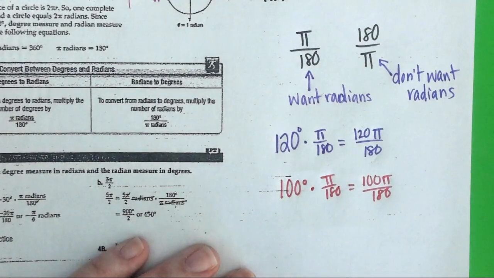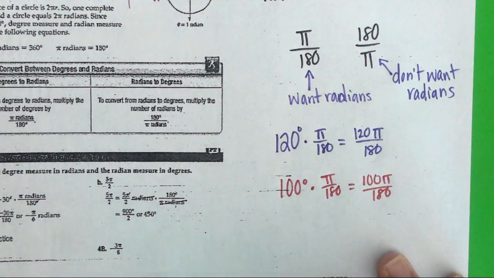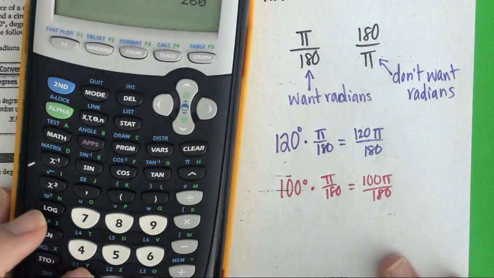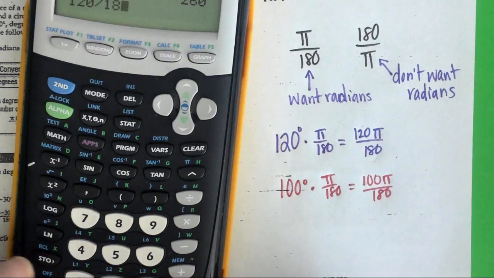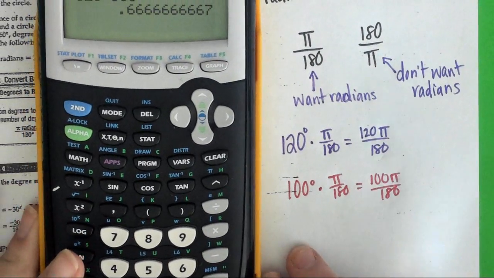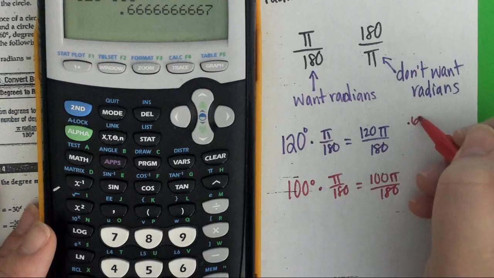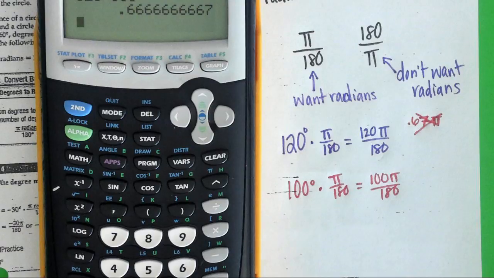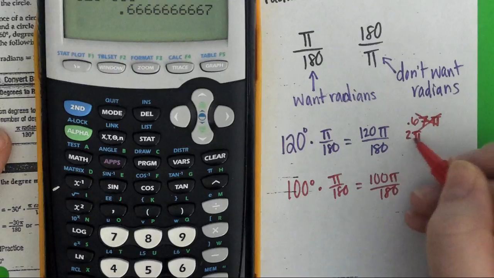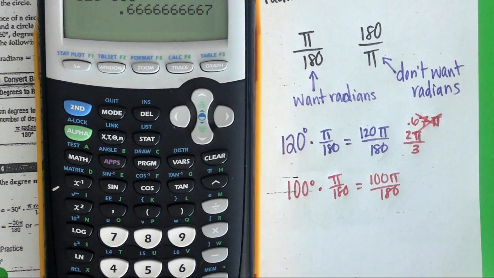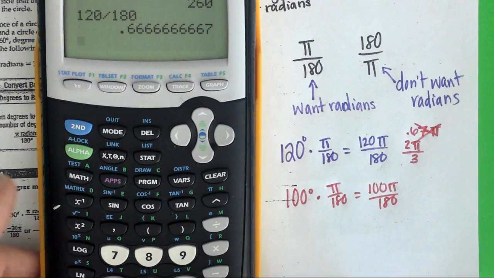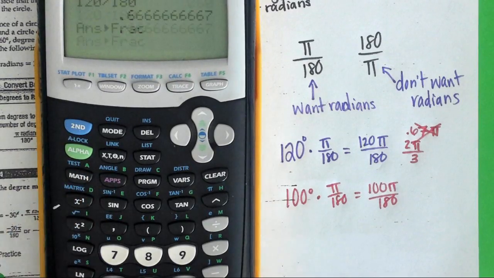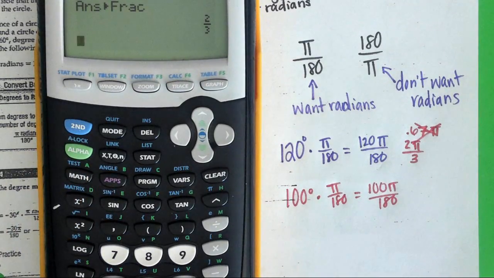Now what's weird about radians is that not only do they always have a pi, but they're always in fraction form. So if I type in 120 divided by 180, I get 0.67, but I can't put 0.67 pi. They don't like that. They're never given that way. They're always given as a reduced fraction. So I do have to reduce it, and it reduces to 2 pi over 3. If you've forgotten how to reduce a fraction, you can type it in and get the decimal, and then press Math Frac to go back to a fraction, if you need to do that.